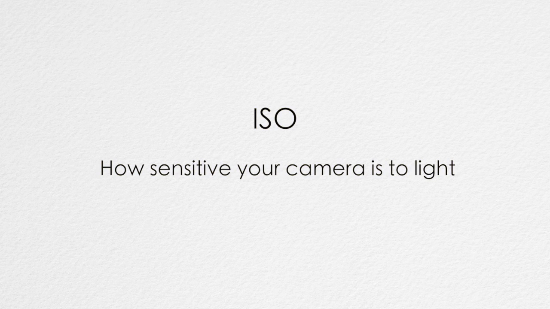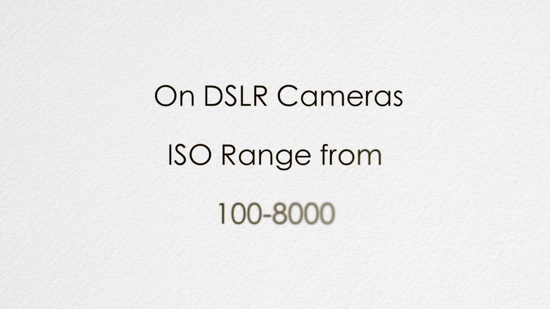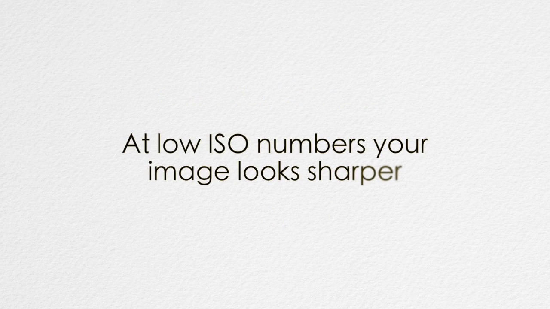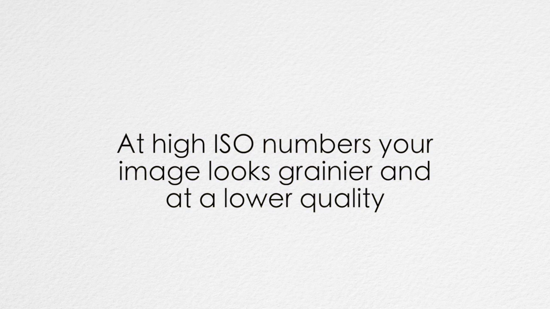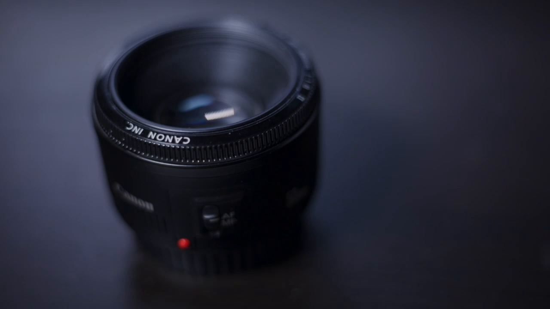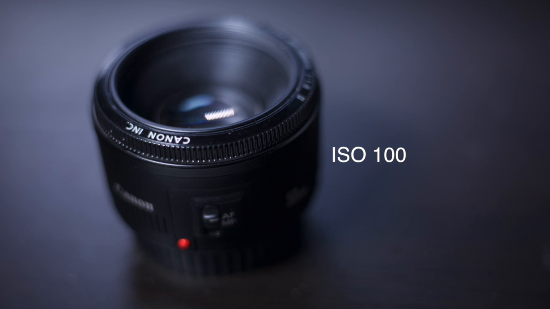ISO is how sensitive your camera is to light. On DSLR cameras, the ISO ranges from 100 to 8000. On some cameras it goes down to 50. At low ISO numbers, your image looks sharper, with better quality. It doesn't have grain on it, but with high ISO numbers, your image looks grainier and of lower quality. As you can see, here's an example of an ISO 100. The image is clear, there's no grain, really great quality.